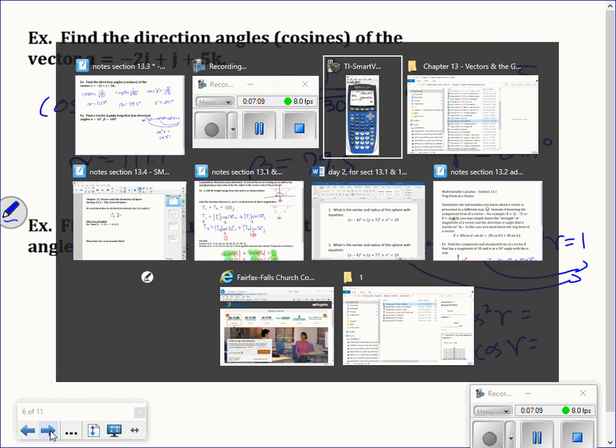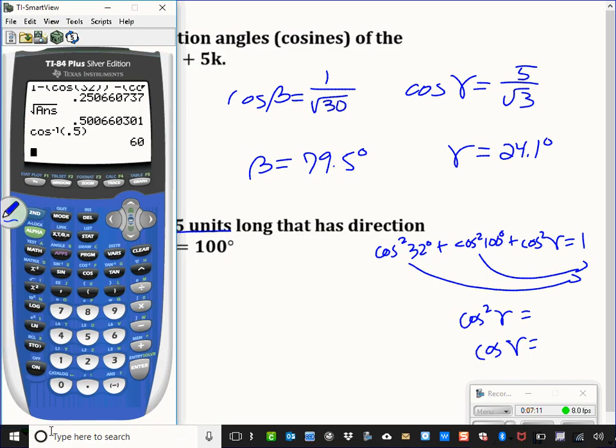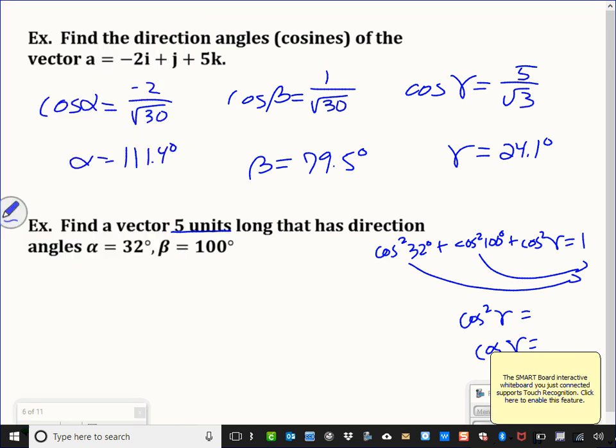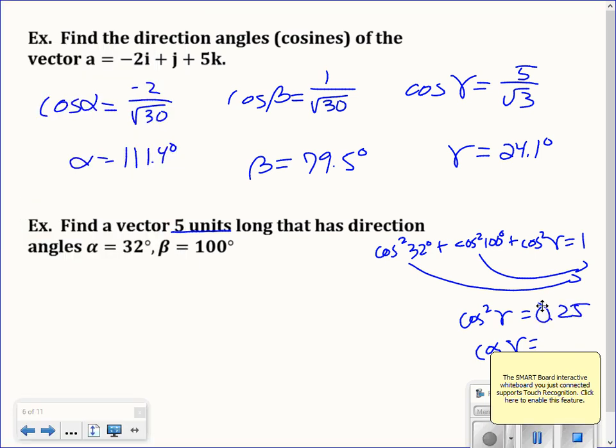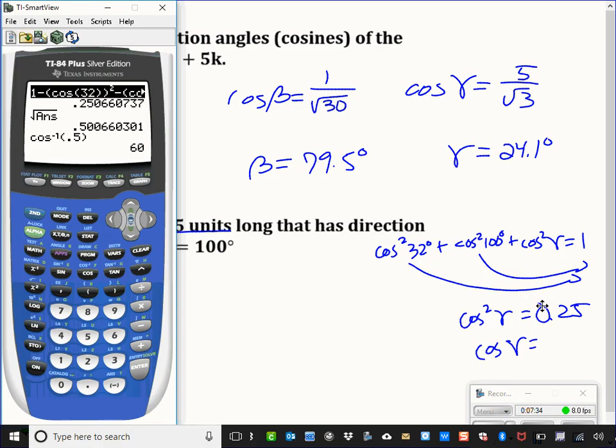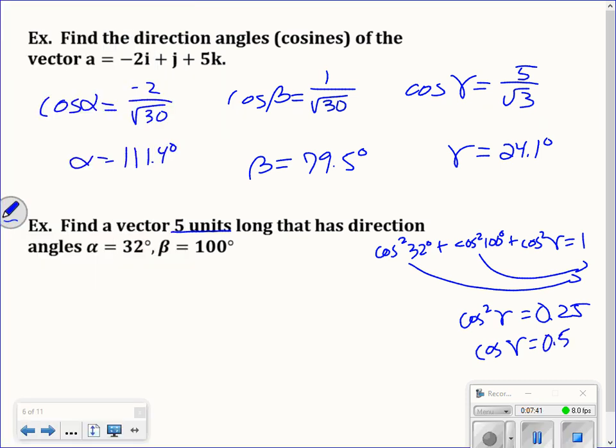So let me go to my calculator. I already have that typed in there. I did this earlier. I typed in 1 minus the cosine squared of those things. I got 0.25. So this guy over here is 0.25. And then I did the square root, and I got 0.5. And then I did inverse cosine, I got 60 degrees. So this is 0.5, and we rounded off, but basically gamma is 60 degrees.